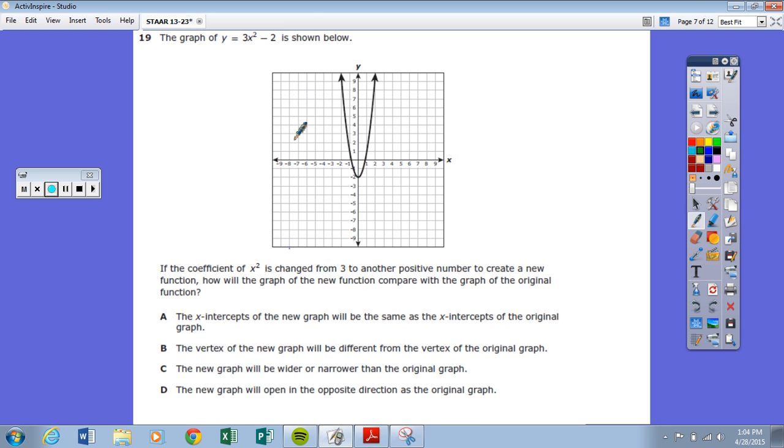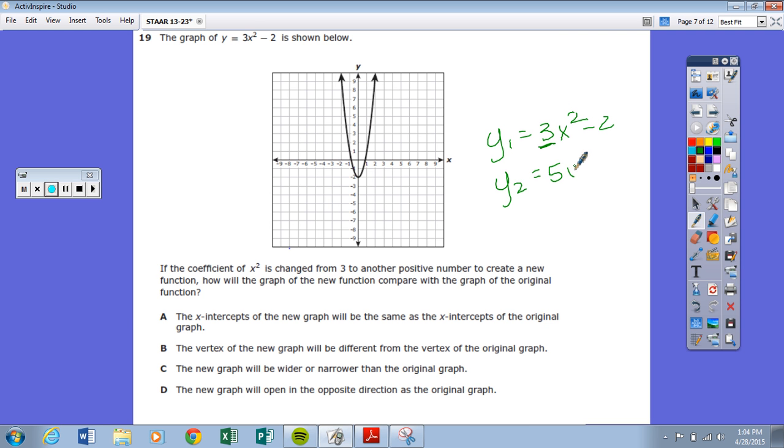Okay, number 19, the graph of this is shown below, so you don't even have to look on the calculator. If the coefficient is changed from 3 to another positive number to create another function, how will the graph compare with this original? So now I would go ahead and pick up a calculator. Let your Y1 be this one that you're looking at. And in Y2, this is where you get to make up one. It says it's just changed to any other positive number, so change it to any other positive number you want.